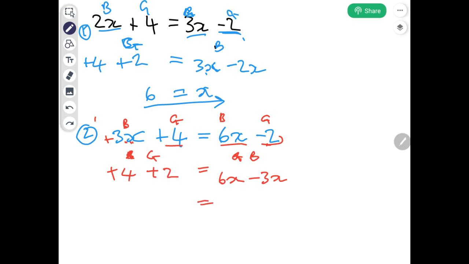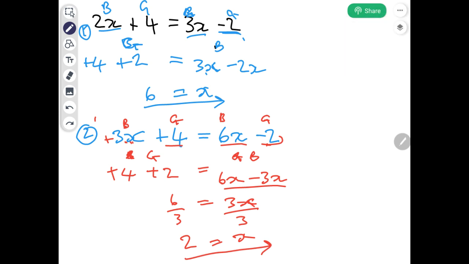So it will be 3x minus 6x, which will be 3x. And then here 4 plus 2 is 6. And then to get your x, you divide by 3. Divide by 3, so x is equal to 2. So this here will be your final answer.